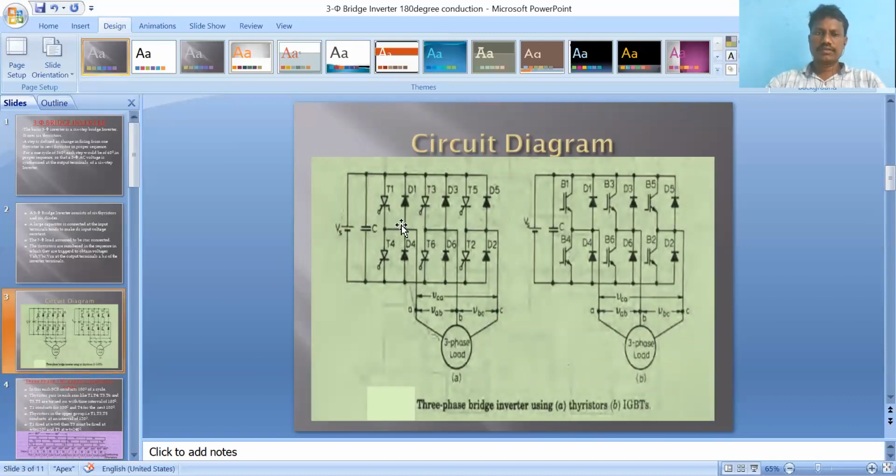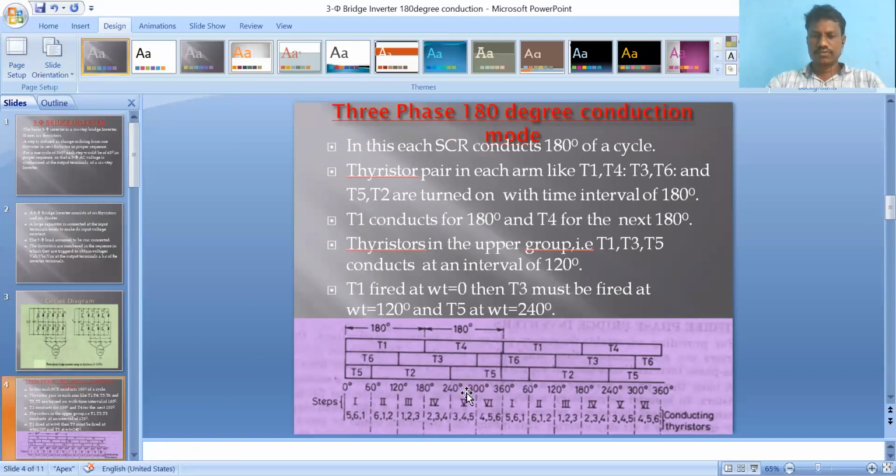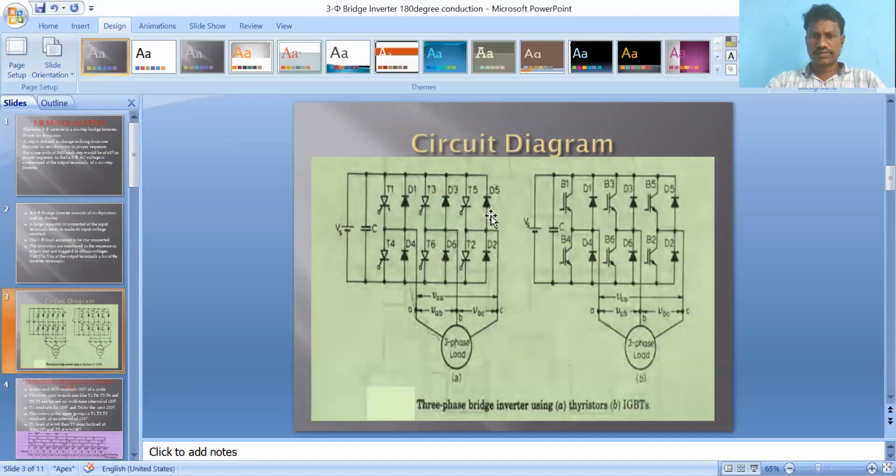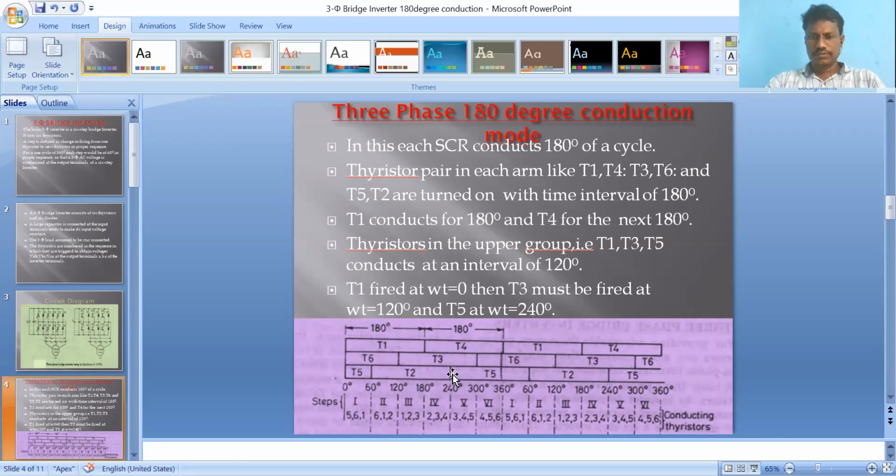The third phase with respect to phase A has a 240 degree displacement. So again it starts at 240. Where 240, the third limb consists of which thyristors? T5, T2. So T5 starts at 240. T5 starts from 240 to 180, so 60, 60, 120, again 60. So T5 starts there, and the remaining 180, T2 will start.